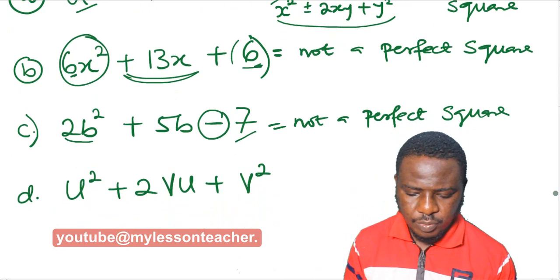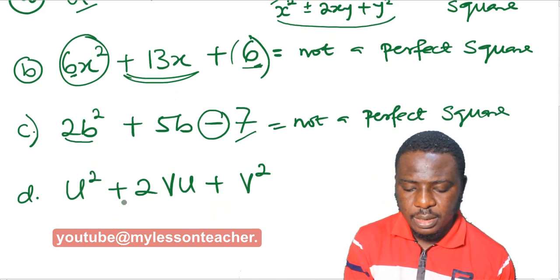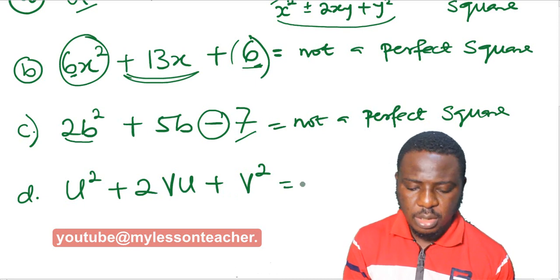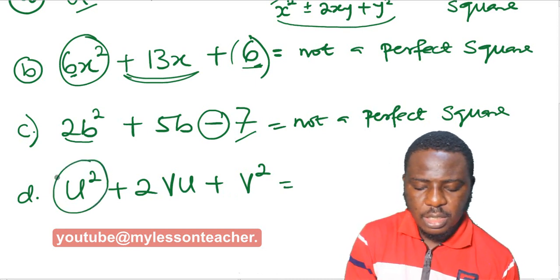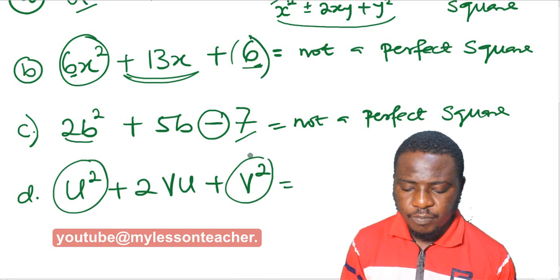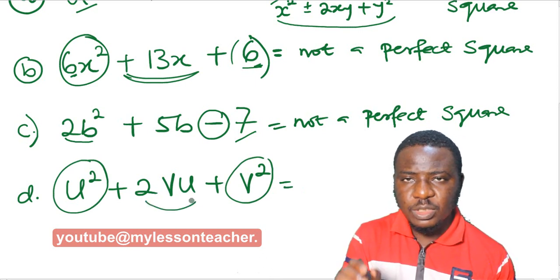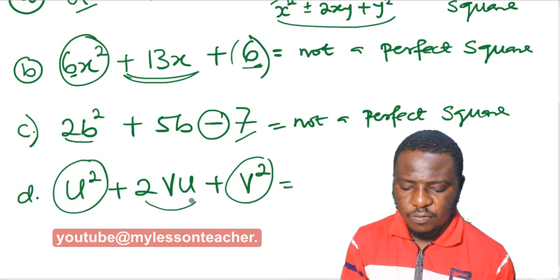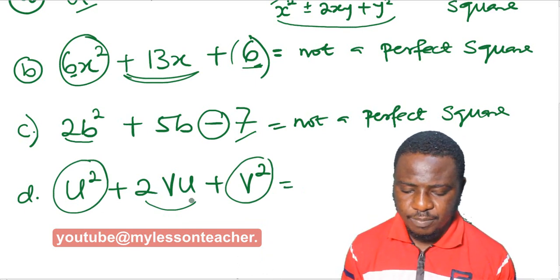u squared plus 2vu plus v squared. This is a perfect square, simply because the first term and the last term are perfect squares, while the middle term is twice the product of the square root of the first and the last term.